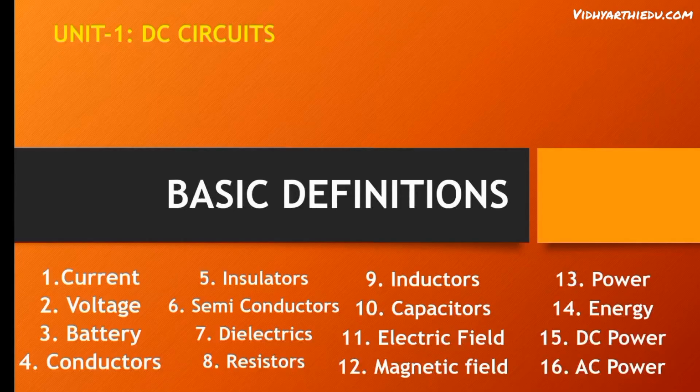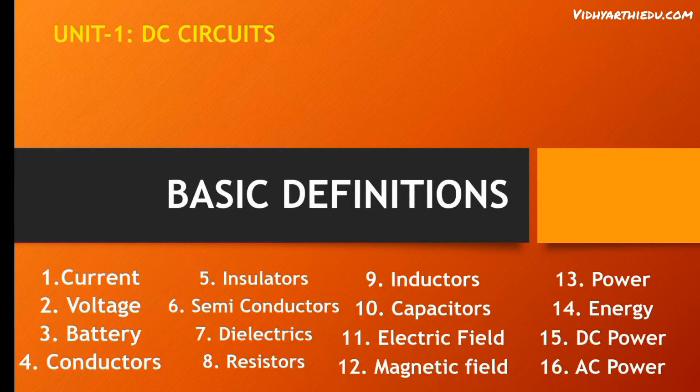Now, Unit 1. The first unit is DC circuits. Now we are going to define some basic electrical definitions. First, electric current, voltage, battery, conductors, insulators, semiconductors, dielectrics, resistors, inductors, capacitors, electric field and magnetic field, electric power, energy, DC power and AC power. So these terms we are going to define in this session.